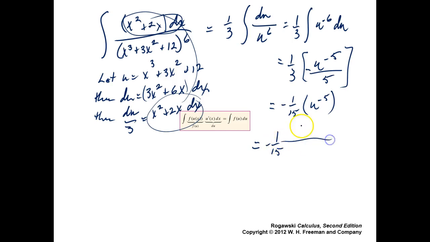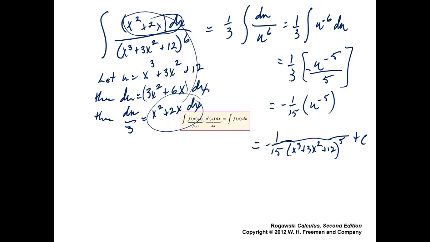And I think, since that was in fractional form, let's put this in fractional form. X cubed plus, the u is this thing, x cubed plus 3x squared plus 12 to the 5th. Okay? Plus c. That, I think, is our answer. All that over 1. Say again? All that 1. Yeah, 1 is in the numerator. All that is under 1, yeah.